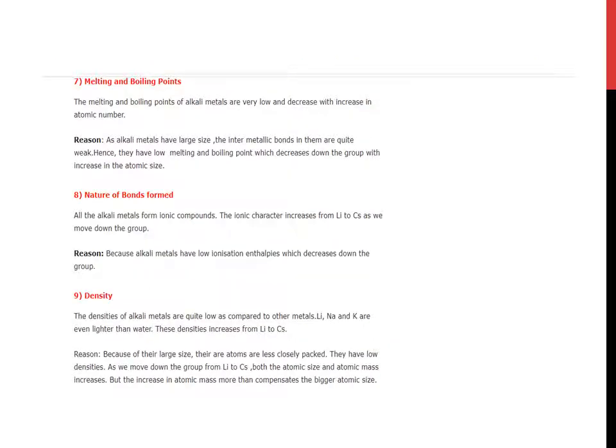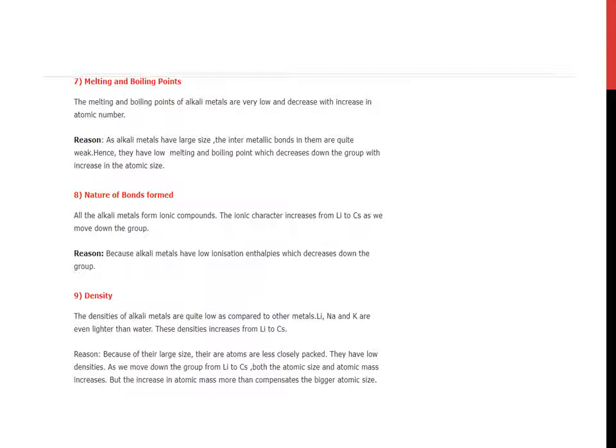Now melting and boiling points. The melting and boiling points of alkali metals are very low and decrease with increase in atomic number. Because alkali metals have large size, the intermetallic bonds in them are quite weak. Hence they have low melting and boiling points, which decrease down the group. Nature of bonds formed. All the alkali metals form ionic compounds because alkali metals have low ionization enthalpies. Density. The densities of alkali metals are quite low as compared to other metals.